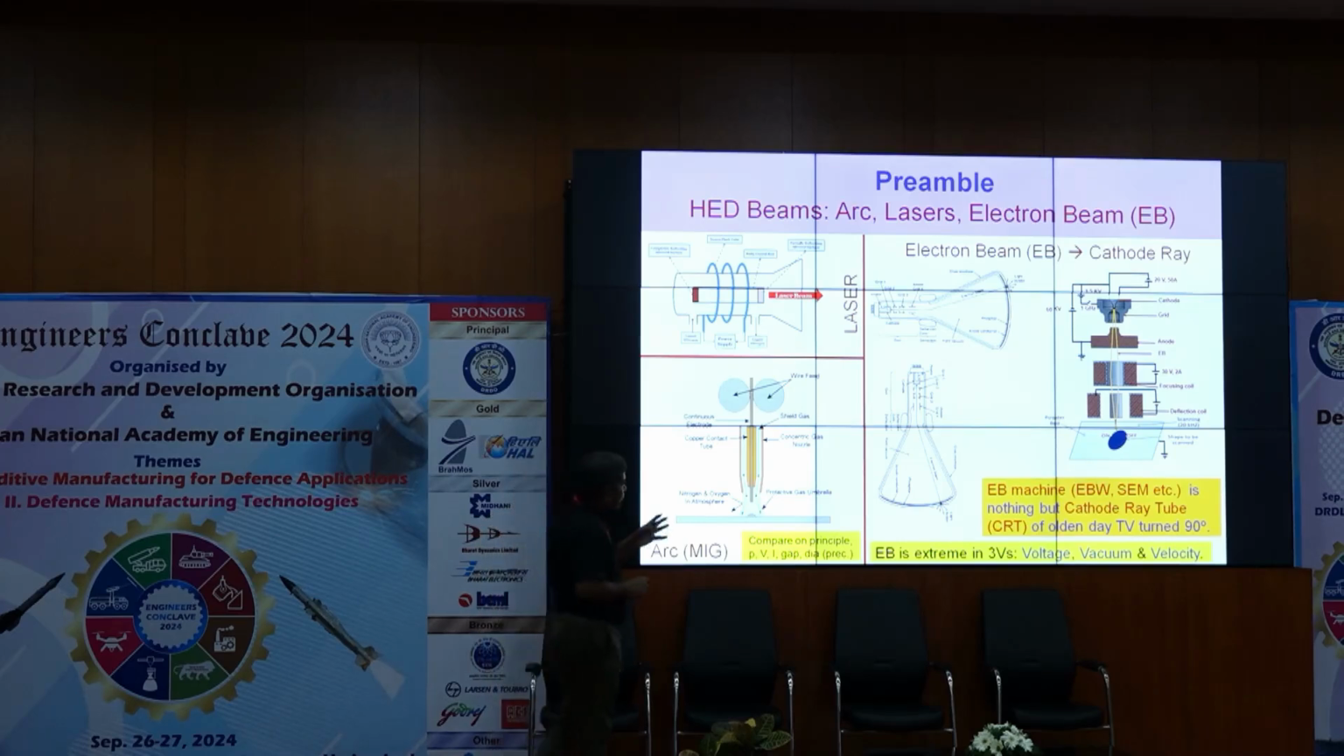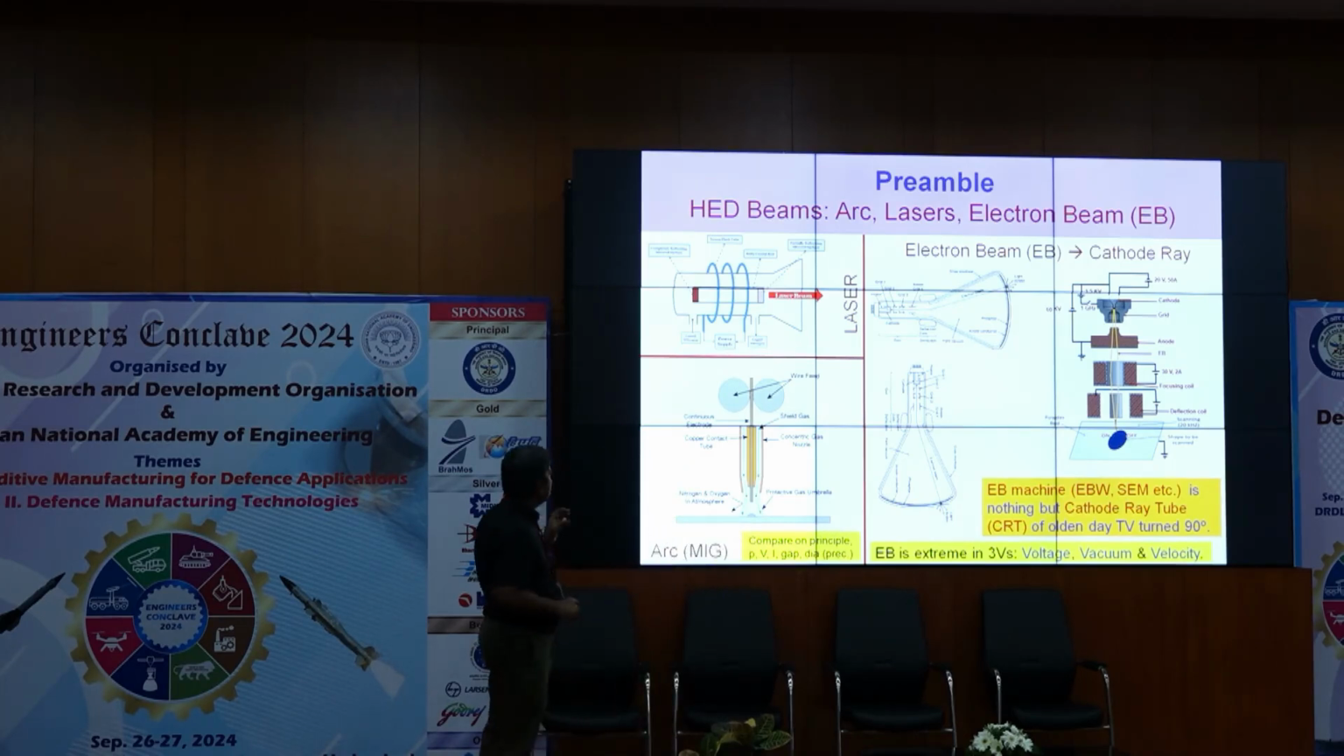Therefore, the electron beam system is typically enjoying or suffering 3 extreme V's. Okay, high vacuum, high velocity, and then high voltage. All the challenges in electron beam system arise out of this. Next, please.